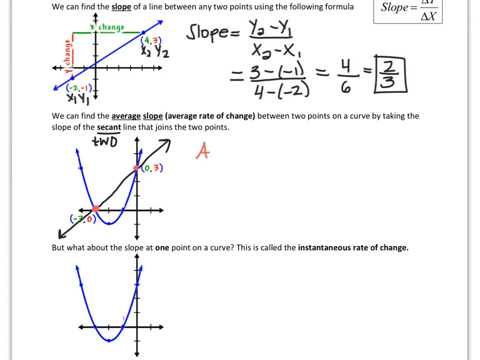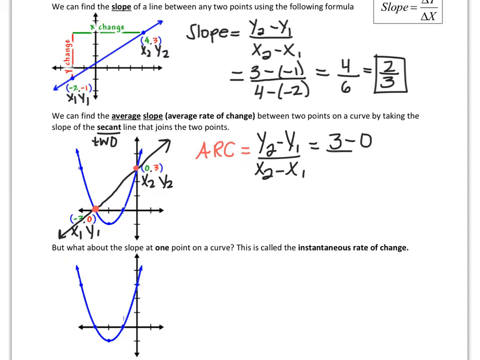So if I want to find the average rate of change, we're just going to find the slope between these 2 points. So again, we can make this x1, y1, x2, y2. So change in y over change in x. So my average rate of change is y2 minus y1 over x2 minus x1. So y2 is 3, y1 is 0, x2 is 0, and x1 is negative 3. So it's 3 over 3, which reduces to 1. So my average rate of change between these 2 points is 1.